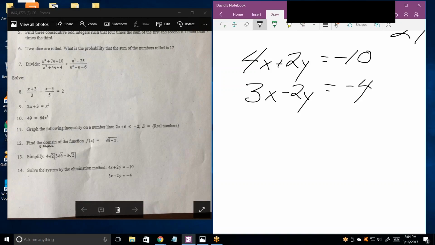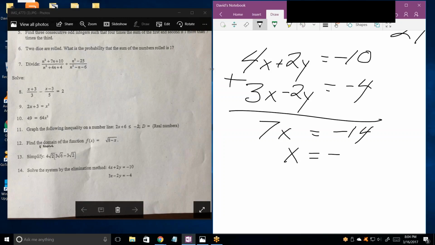Multiply the top one by 3. Oh, we know because that wouldn't help, notice, because the 2y and the 2y. Yeah, I can eliminate a variable without doing anything except adding the 2 equations. So that's what I'm going to do. I'm going to add them. What do you get when you add them? 7x equals negative 14. Okay. So x equals minus 2.